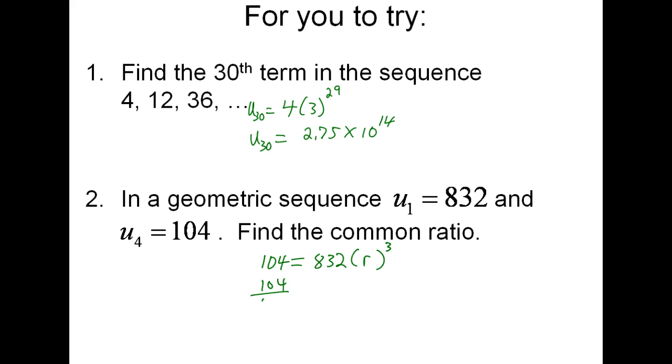So 104 divided by 832 is equal to r cubed. When I reduce this fraction, it turns out to be 1/8 is equal to r cubed. So I can take the cube root of 1/8 to get r, and that is 1/2. So r is 1/2 in this case.